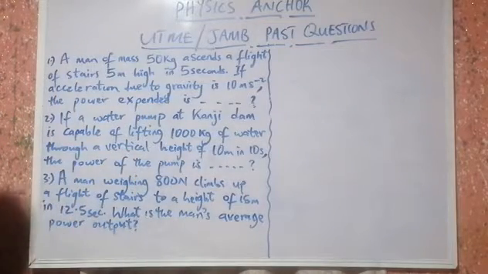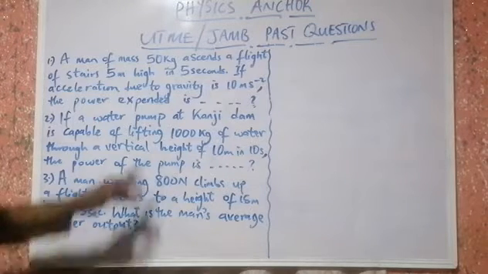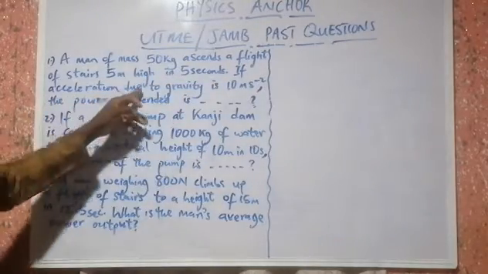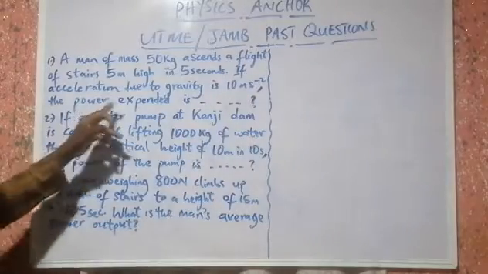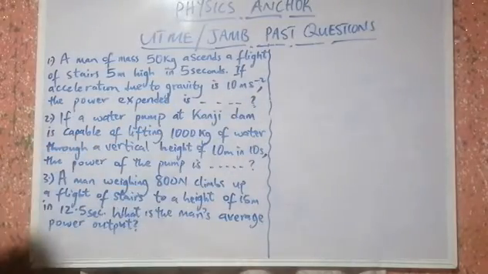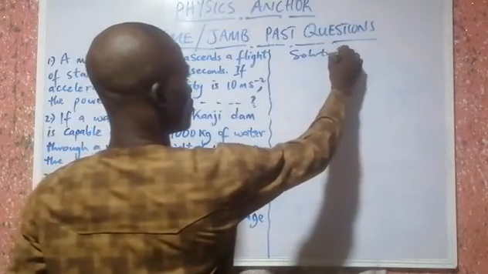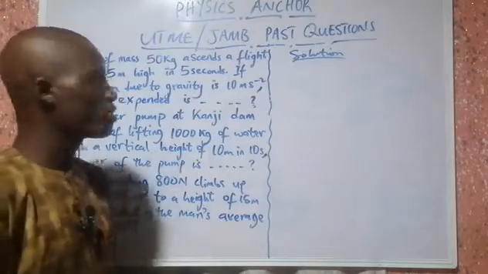A man of mass 50 kg ascends a flight of stairs 5 meters high in 5 seconds. If acceleration due to gravity is 10 meters per second square, the power expended is dash. So we begin by writing the parameters given in the question.